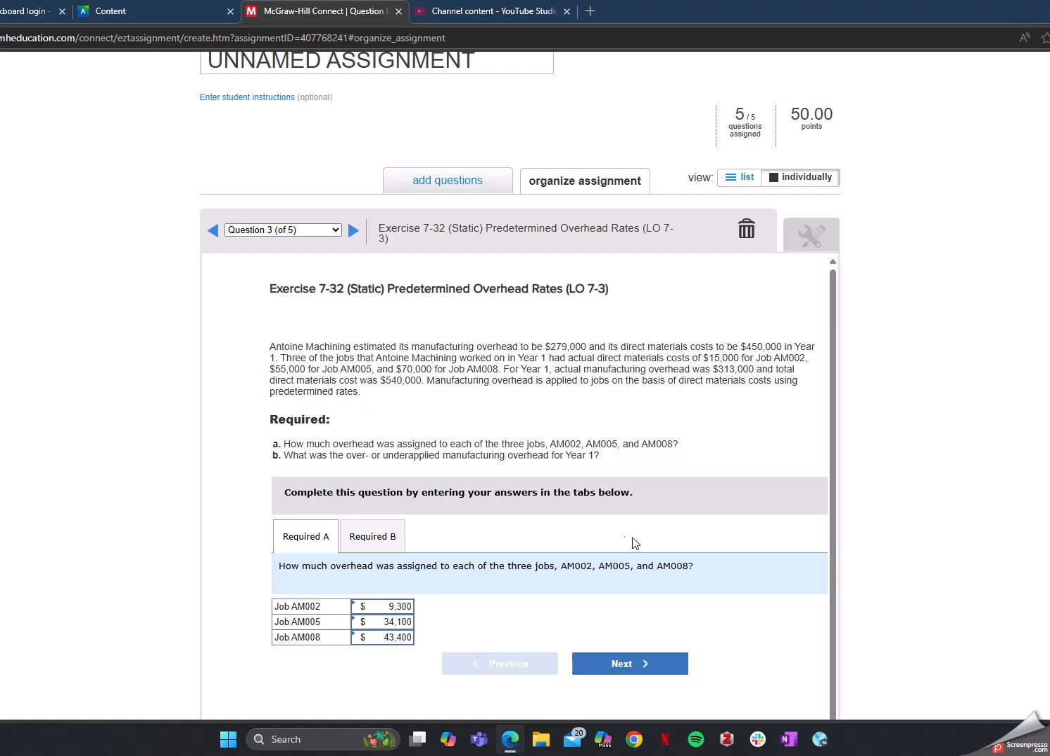All right, then we have this machining. They have manufacturing overhead estimated to be $279,000. We've got direct materials of $450,000. We've got these 3 jobs, and they give us the actual direct materials for each one of those jobs. And then they give us the actual manufacturing overhead and the total direct material costs. Manufacturing overhead is applied on the basis of direct materials using predetermined rates.